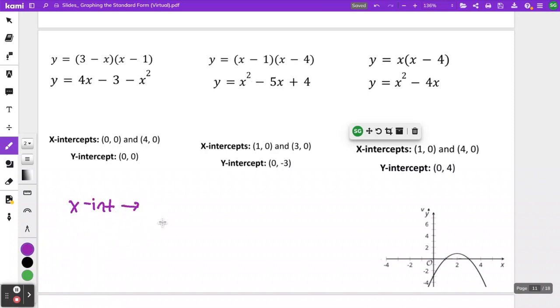To find your x-intercepts, what should you be looking at? You want to look at factored form. And then what we learned today, we've been looking at standard form, and standard form is going to be more helpful for your y-intercepts.